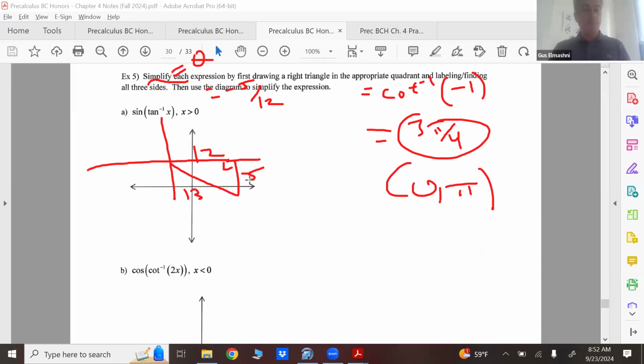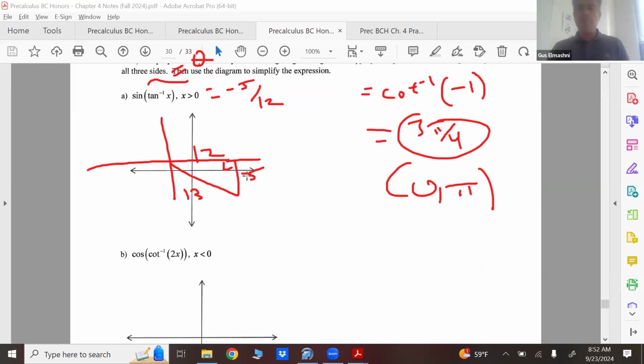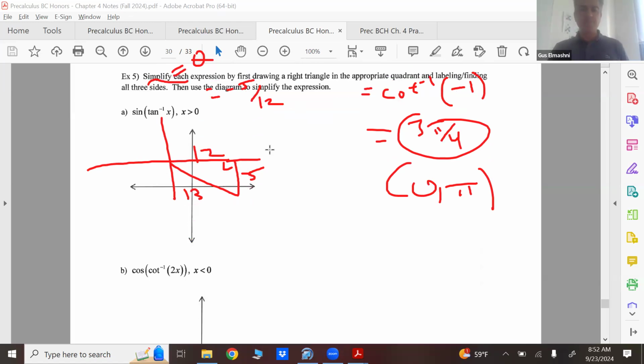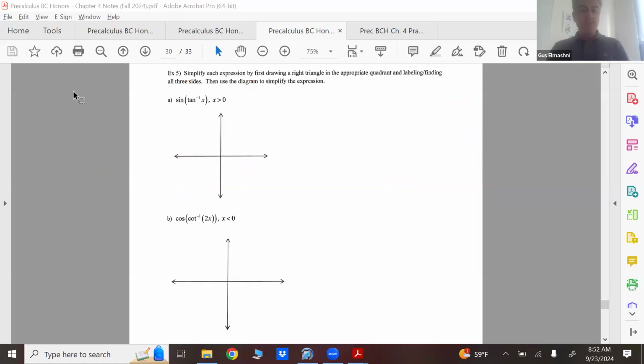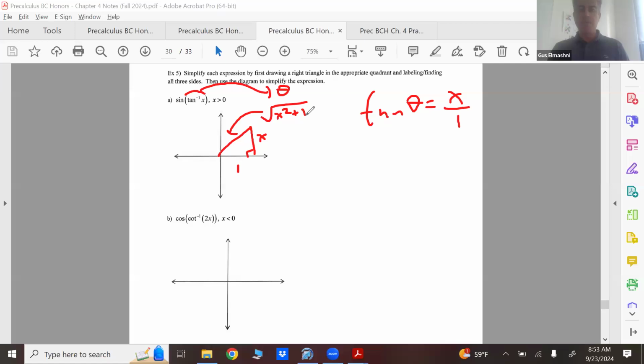With that said, let's look at example 5. Part 5B is going to be a little tricky. Okay, so remember, this is your angle. Right? So tangent theta equals x over 1. X is positive. We're in Q1, right? X and 1. Pythag, what do you get? 1 plus x squared. What's the sine?